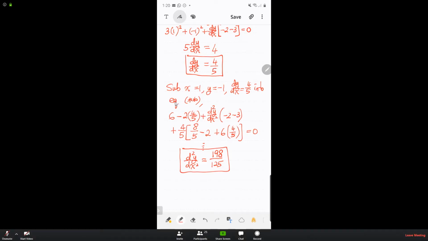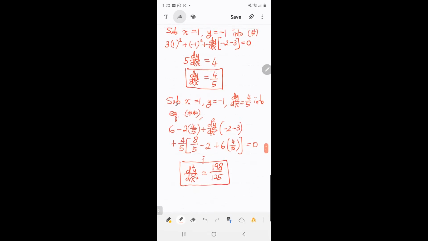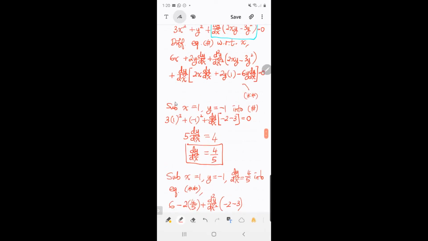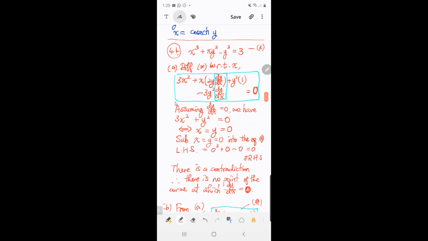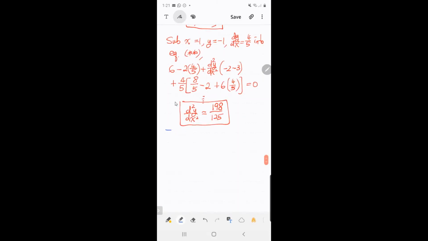Okay, I will move on to question number 46. I have shown you most of the steps here already. So 44, the answer is here. Then we can go to question 46.